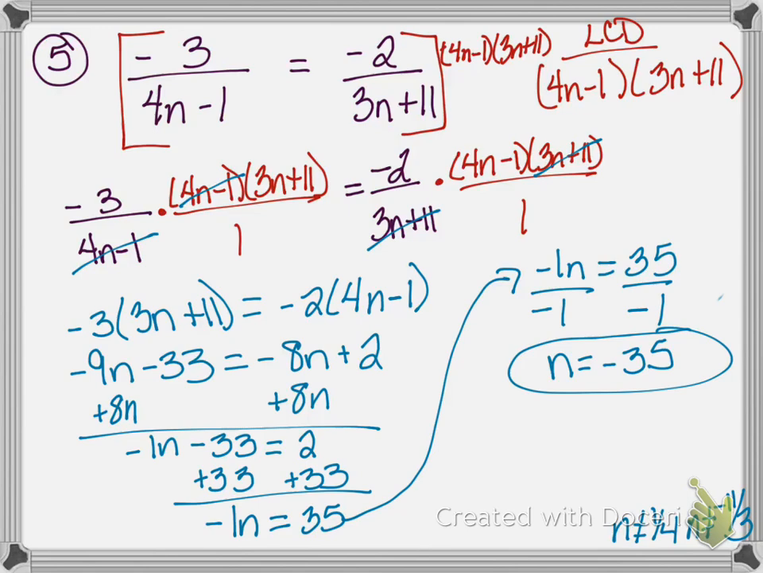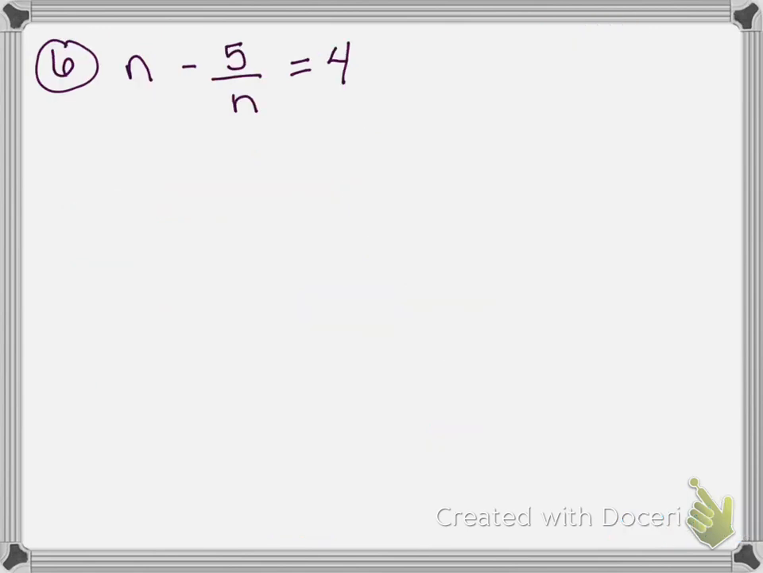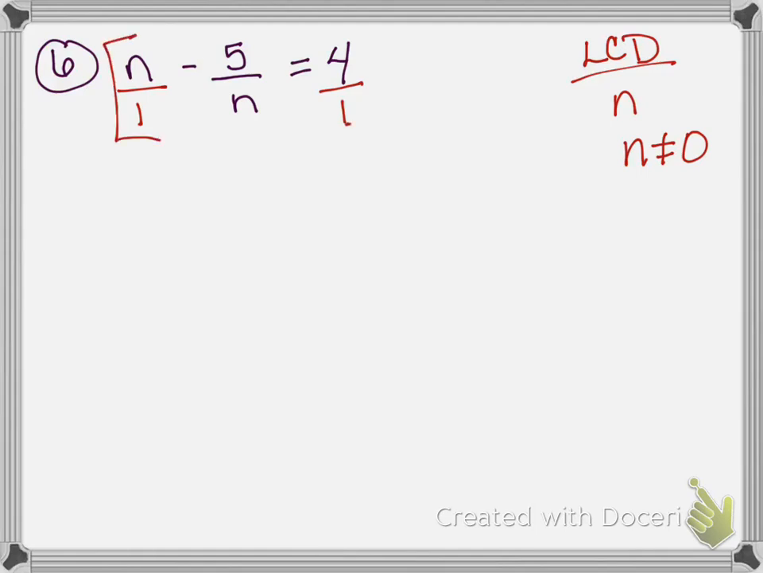Okay, let's move on to number 6. For number 6, sometimes students get a little bit confused because there's only one denominator. Only one of these terms has a denominator. Remember that this n is over 1 and this 4 is over 1. So my LCD is just n, okay? And that also means that my undefined value is 0 because that denominator can't be 0. So I am going to multiply everything times n over 1.